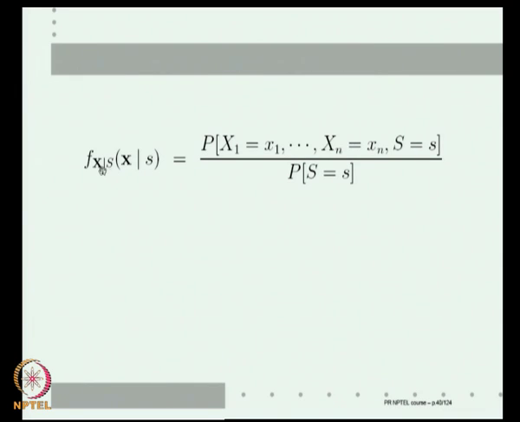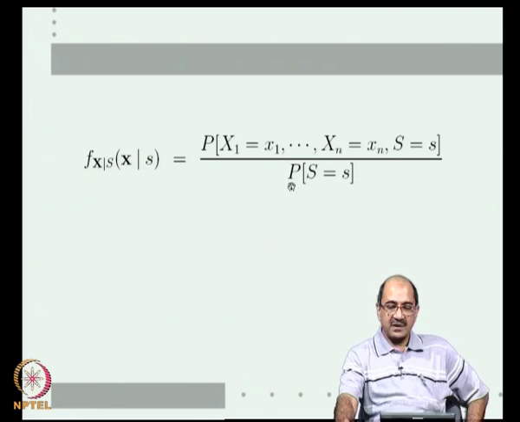What is this conditional mass function? It is the probability x1 is equal to x1, x2 is equal to x2, xn is equal to xn, conditioned on S is equal to s. So, P(A given B) is P(A, B) by P(B). So, that is the probability x1 is equal to x1, and so on, xn is equal to xn, S is equal to s, divided by the probability S is equal to s. That is the conditional mass function.